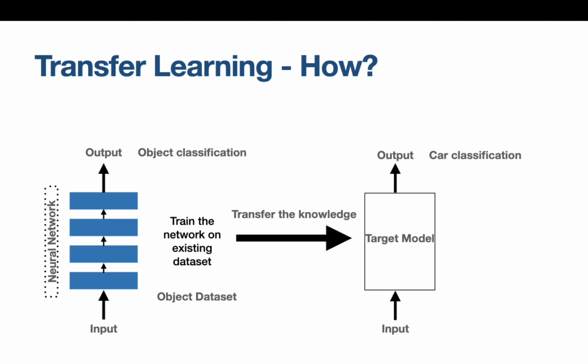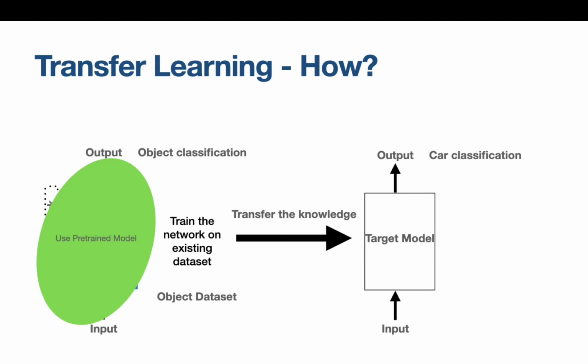Now we can feed the input data, the car images and labels, to the target network and get the classifying output. We can ask a question: again we are training from scratch, but we need not train from scratch. Instead, we can use a pre-trained model. The pre-trained model would have been trained on the object dataset and performs object classification. A pre-trained model is just a model which is already trained on some dataset.